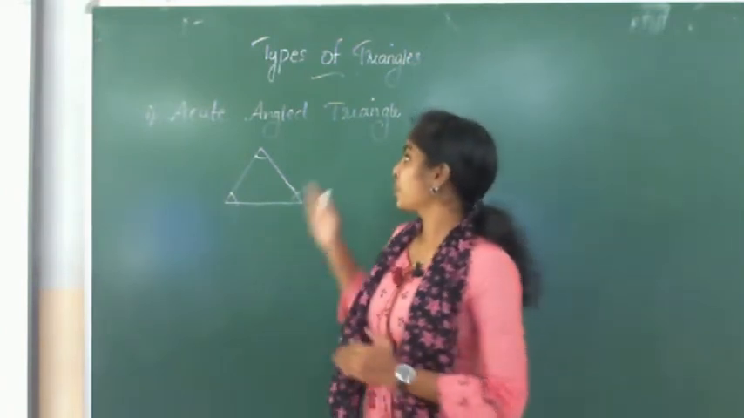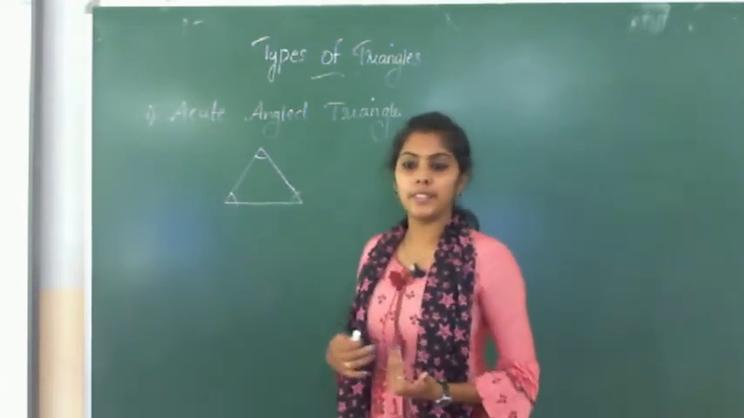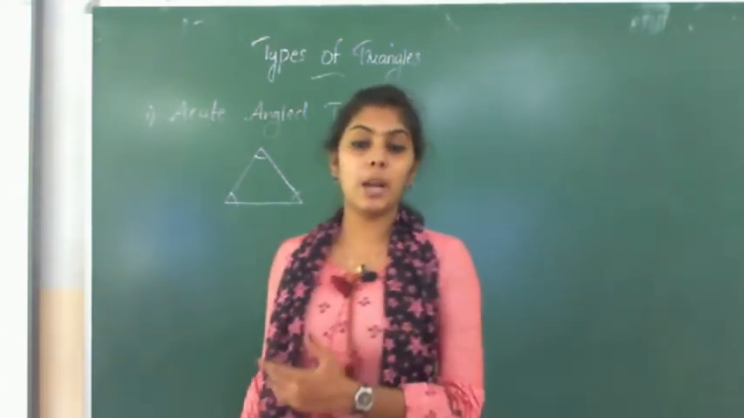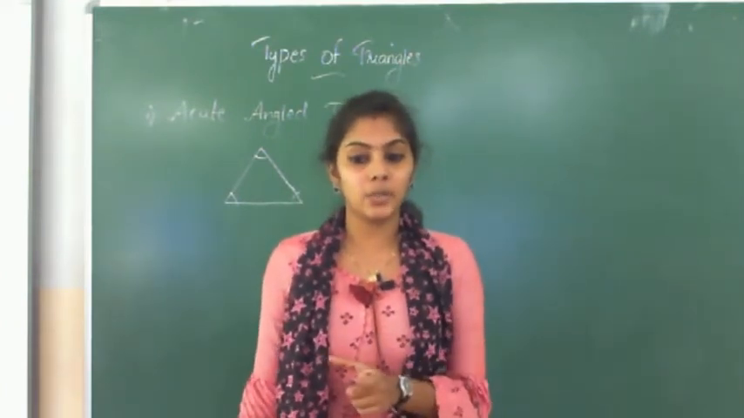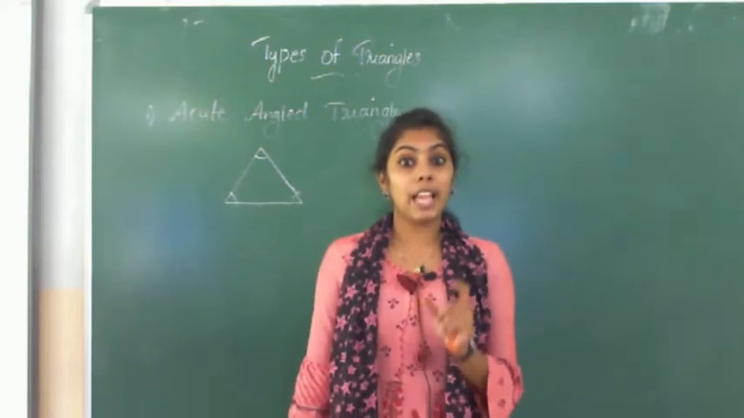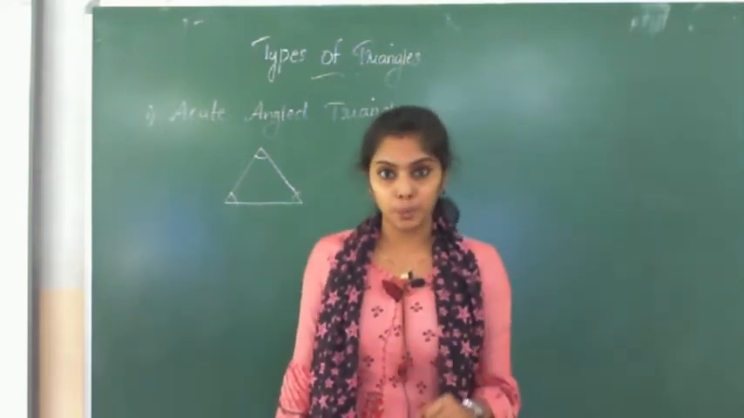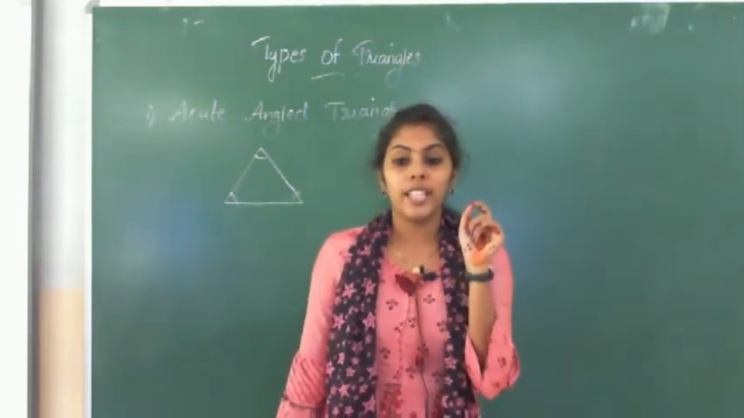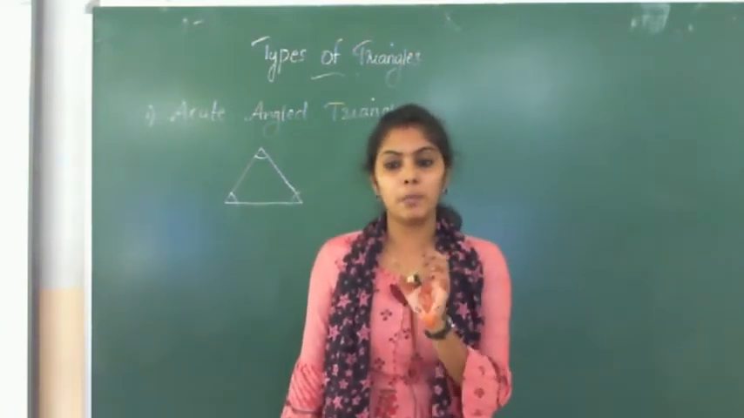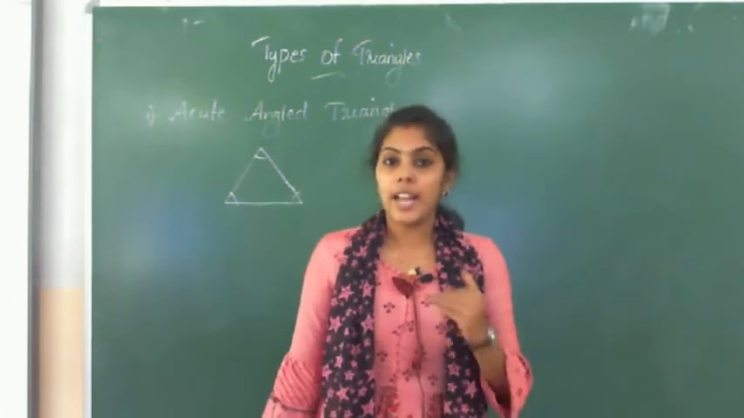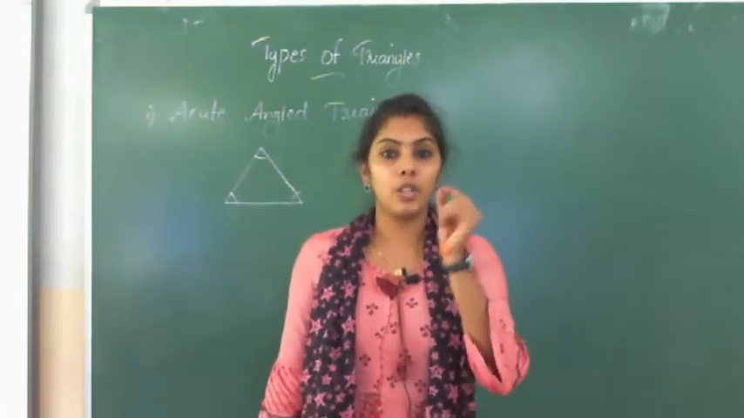You can copy this down. On page number 109 in your textbook, you can see the first one: an acute angled triangle has all its angles acute. Acute means less than 90 degrees. If you want, you can note it down in your textbook; it's not compulsory.